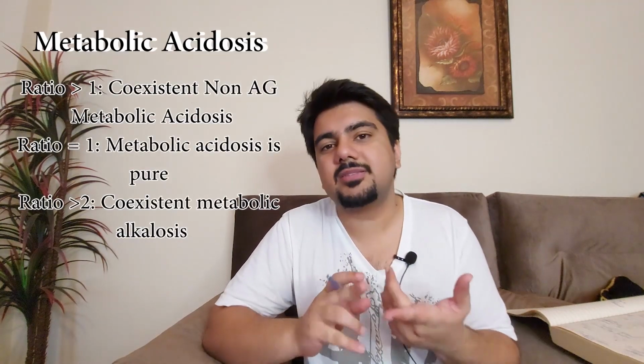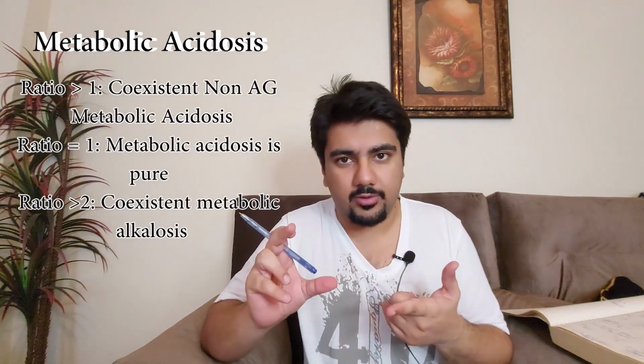In order to complicate things even more, there is one more step you need to do, which is the delta-delta ratio. So it is the delta anion gap and the delta bicarb ratio. The normal value for the anion gap was 12. You put that into the equation, subtract the anion gap that you actually have from the patient, and then on the bottom side you also take the normal value of the bicarb, which is 24, and subtract the patient's bicarbonate from that.